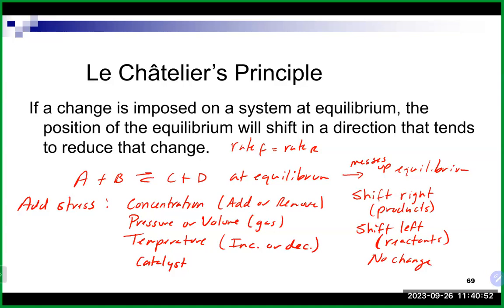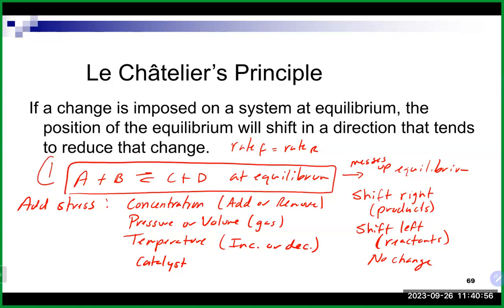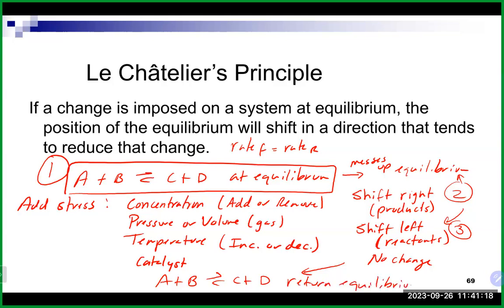And what will eventually happen is we have this system at equilibrium. We do something to it to mess it up by adding a stress. It reacts by shifting one way or the other. And what ends up happening is this reaction will once again return to equilibrium. So that's the process of Le Chatelier's principle.